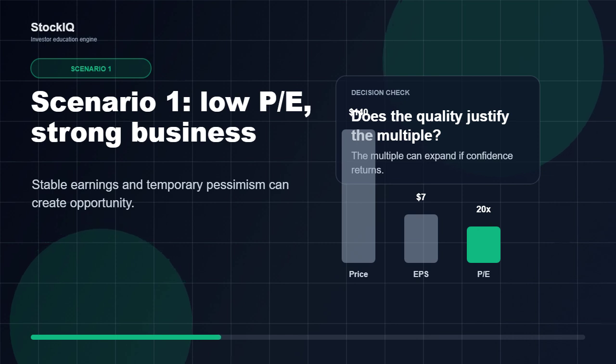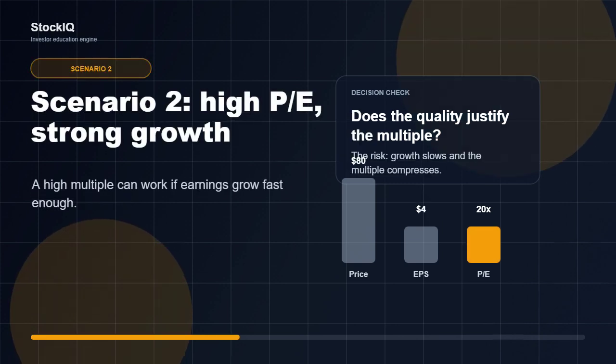Scenario 2, high P/E, strong growth. This can still work if earnings are growing fast enough to justify the premium. The market may be paying a high multiple because it expects the company to become much larger in the future. But the risk is simple. If growth slows, the multiple can compress. That means the stock can drop even if the company is still good.